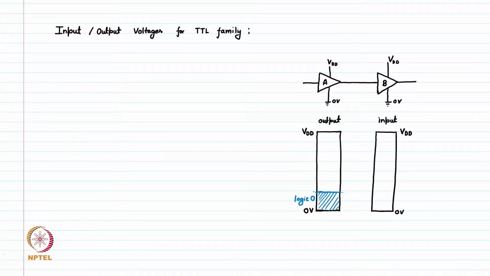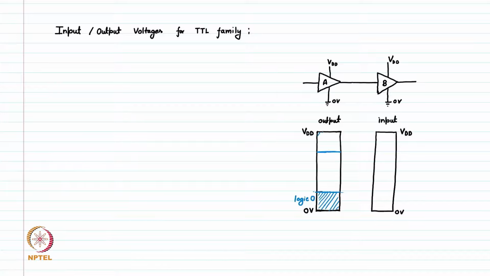Again, for the high value, it necessarily need not be VDD. Currently, we just saw in the last slide VDD was perfect, but in other technologies it may be possible that VDD is not perfect. That is also a ratio of some resistors.